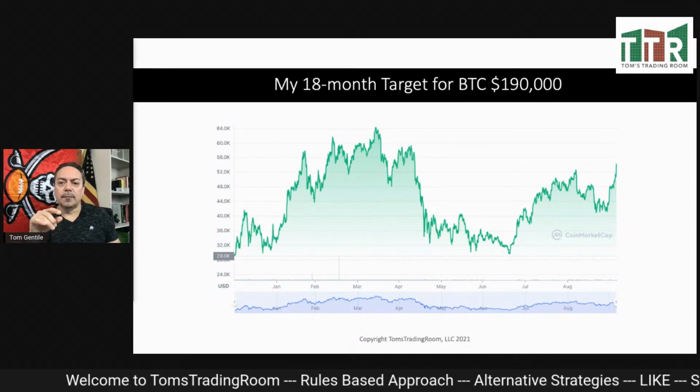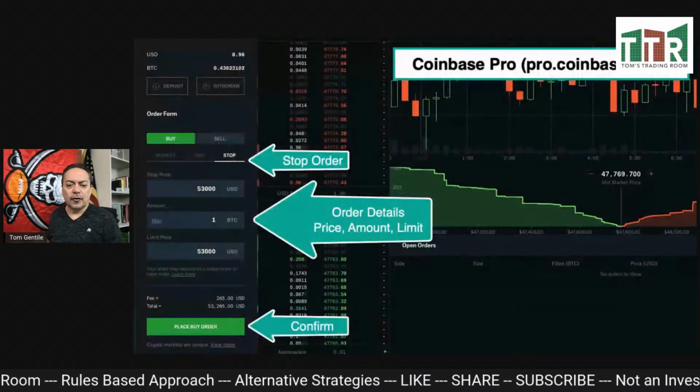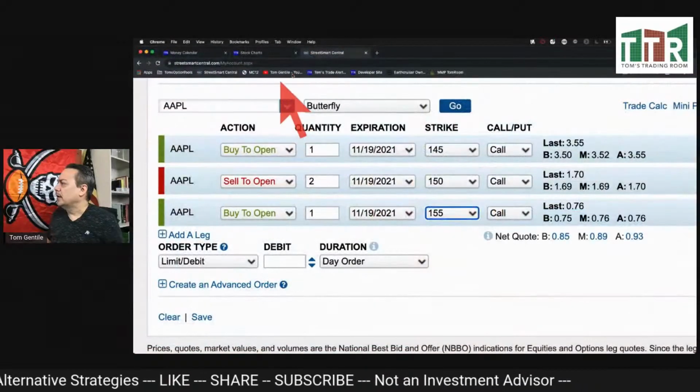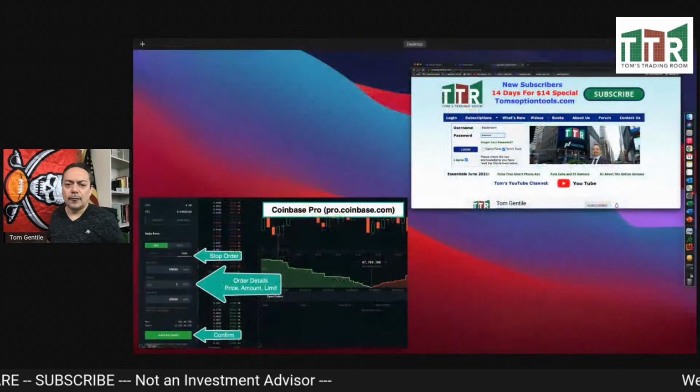And we'll take a look at Bitcoin here in just a moment. I want to leave us off right here for a moment because we talked about this, but let's take a look at cryptocurrency. And I'm going to go back to my option tools, tomsoptiontools.com.